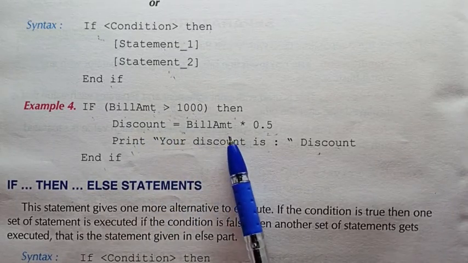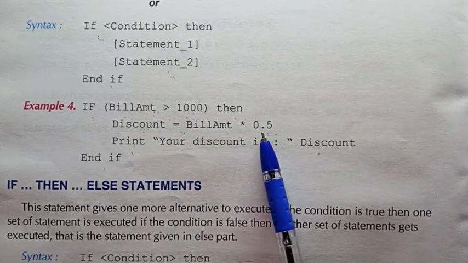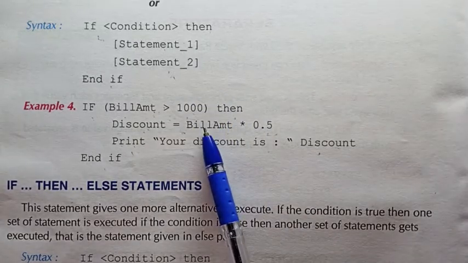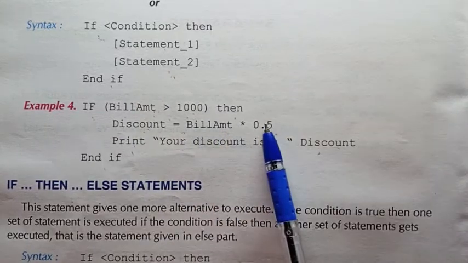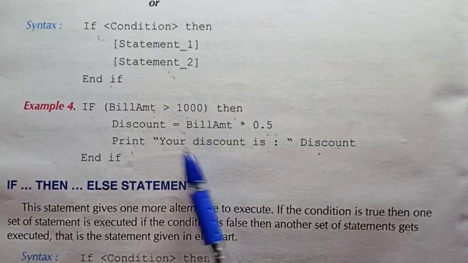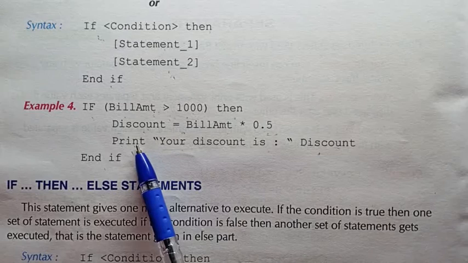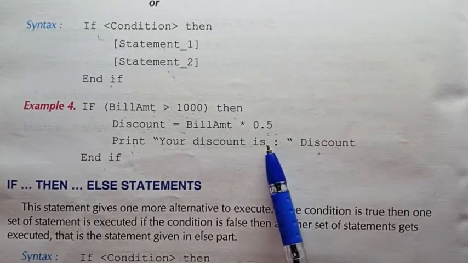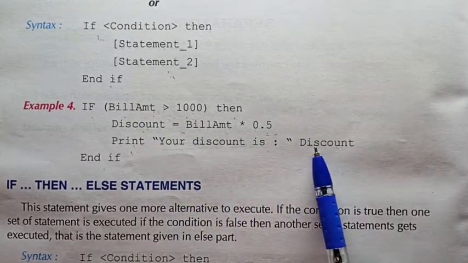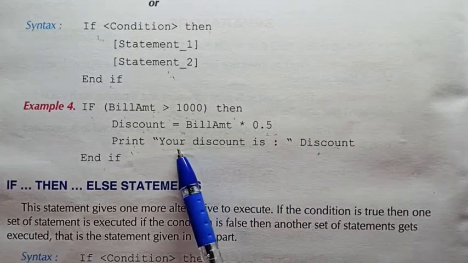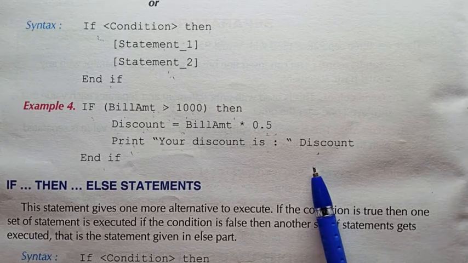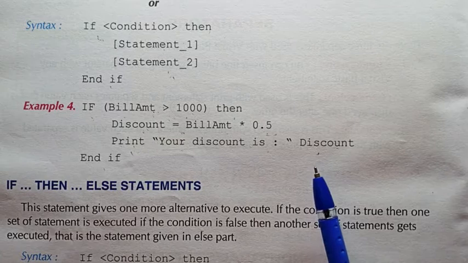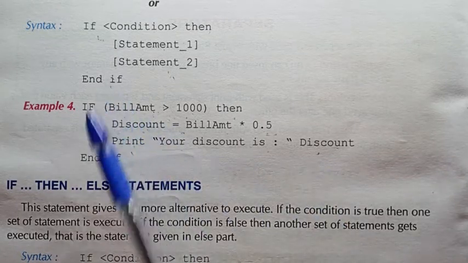by multiplying the bill amount with 0.5. This is the first statement that will be done. Now the second statement, when this is done, what next statement is to be done? That we have written over here. Print your discount is and the discount amount. So you will get on the screen your discount is, whatever is the discount, 24, 30 or whatever is the discount, that will be printed over here, and then end if.